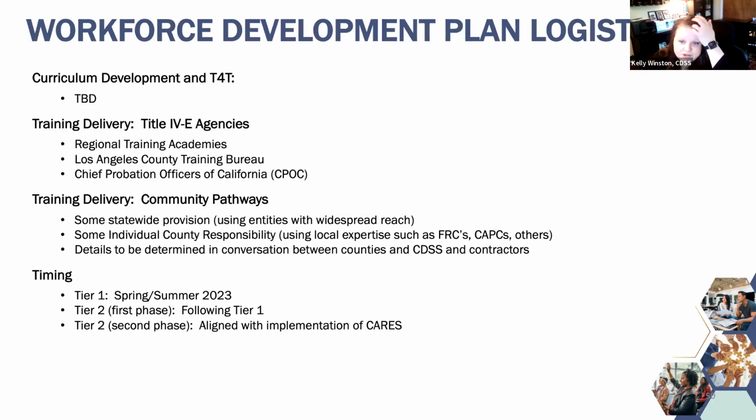So I think one of the big questions we all have is that logistically, we need to figure out how to make this happen. And in order for all of this training to come together, we're working again with all of our training partners across the state. This, as Jennifer mentioned, will include many of our usual county training partners, such as the regional training academies that includes Los Angeles County and their training bureau, the chief probation officers of California, as many of these entities are some of our main direct staff trainers for those entities.